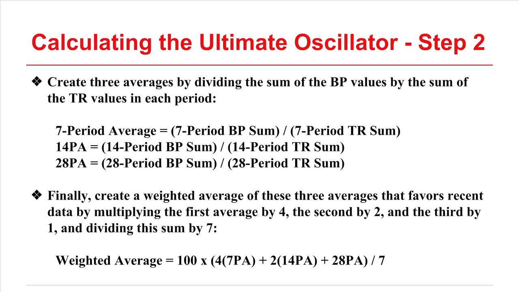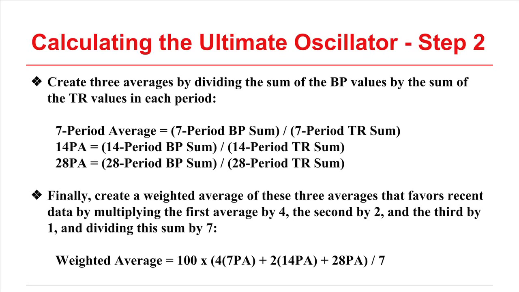Once those values are determined, you create 3 averages by dividing the sum of the buying pressure values by the sum of the true range values from each period range. So the 7-period average is equivalent to the sum of the 7-period buying pressure values divided by the sum of the 7-period true range values. And this is repeated for the 14-period and 28-period averages.